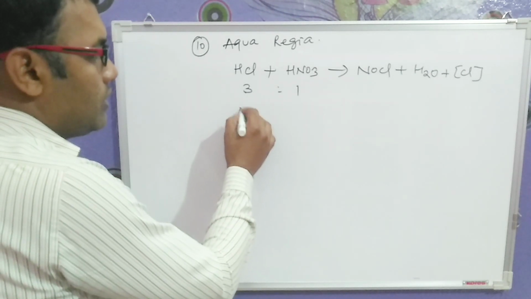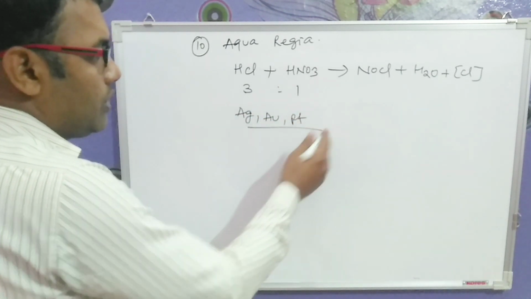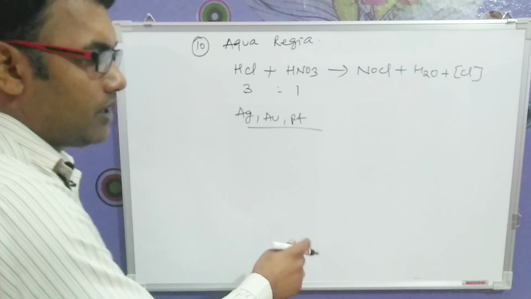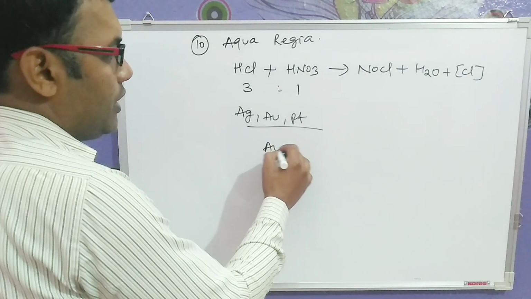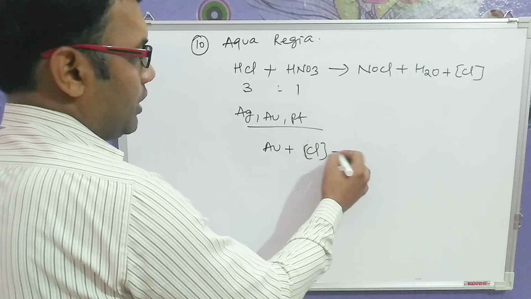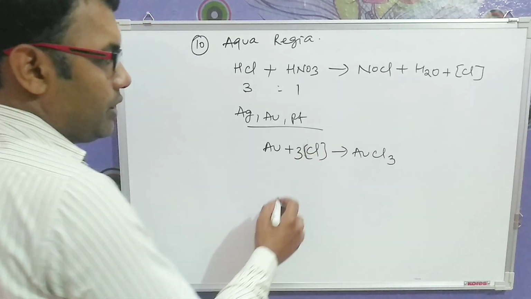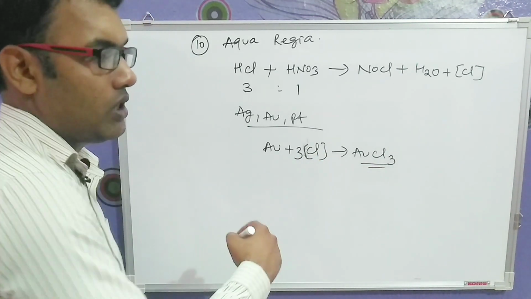What are the noble metals? Ag, Au, Pt. Now, one by one, we are seeing the reaction. If we consider Au plus nascent chlorine, what does it form? AuCl3. So, 3 here, and this will be a soluble compound.